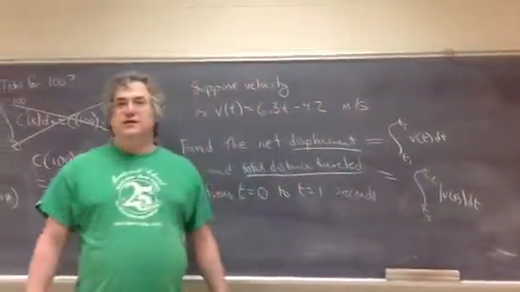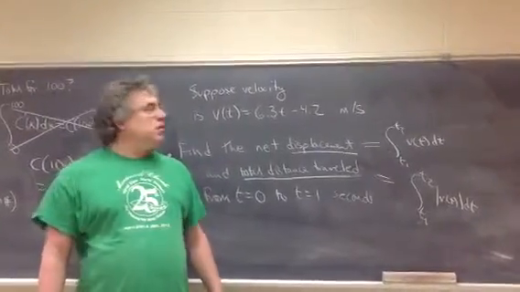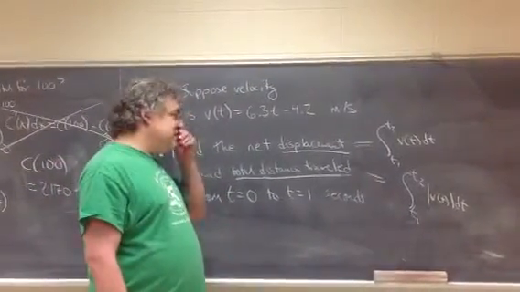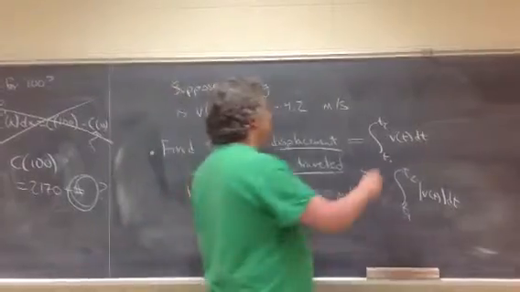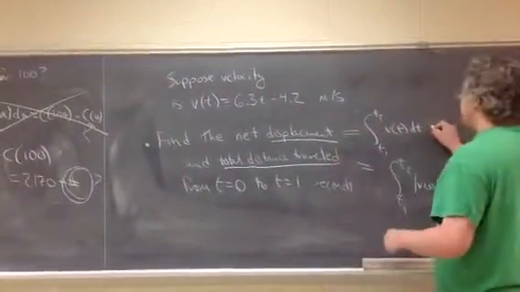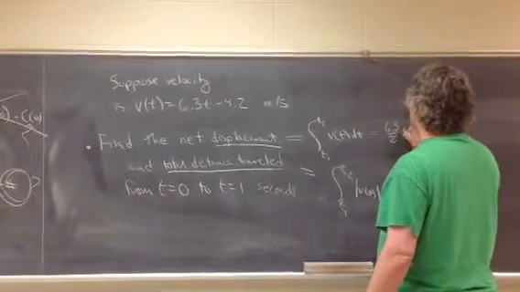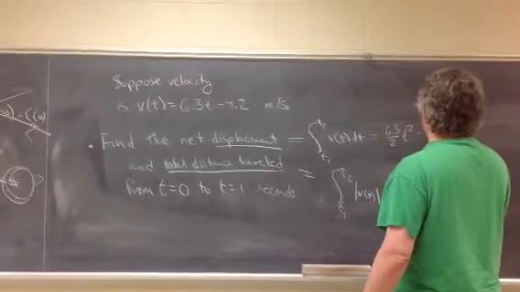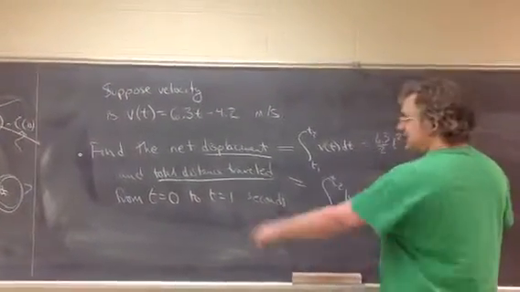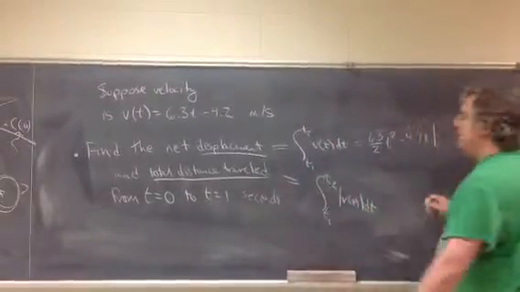We put an absolute value on there. So what do we do here? Well, this first one is actually easy. This is going to be the antiderivative of that. So 6.3 over 2 t squared minus 4.2t, evaluated at our two spots, t equals 0 and t equals 1 second.